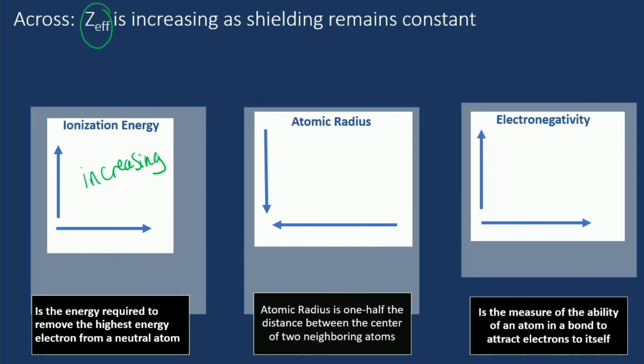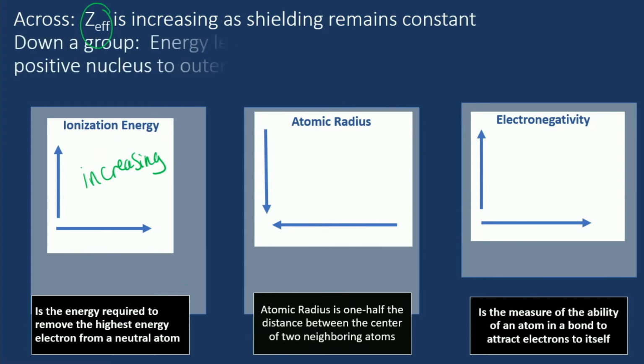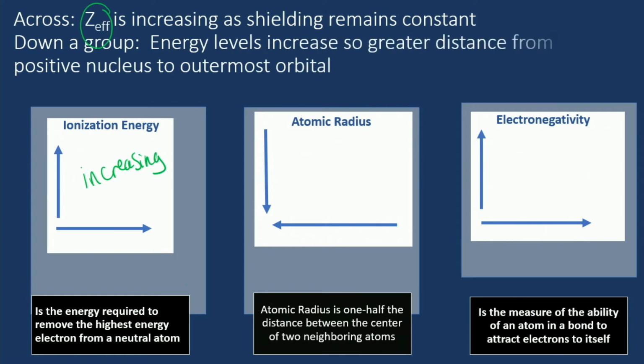So it increases as our shielding remains constant, because when we move across the periodic table, we're adding electrons to the same energy level, so our distance from the nucleus is the same. When we move down a group, the energy level is going to increase, so that means we are at a greater distance from the positive nucleus to the outermost orbital.